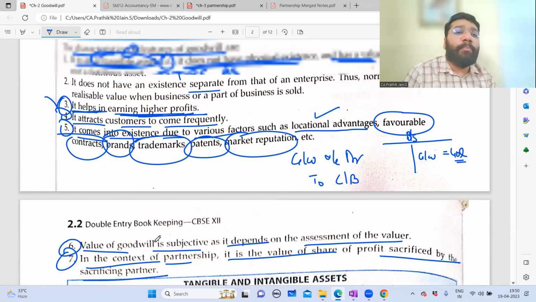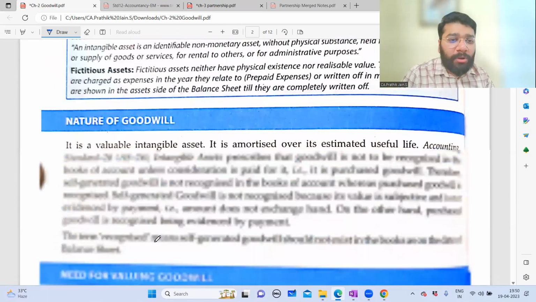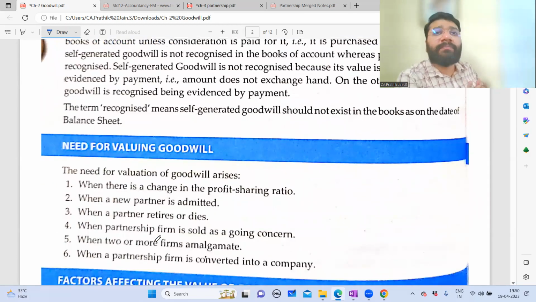So these are the important points that I wanted to put into your head. I'll not take too much theory. After that, just one small concept that I'll explain, and we'll start doing the practical questions.